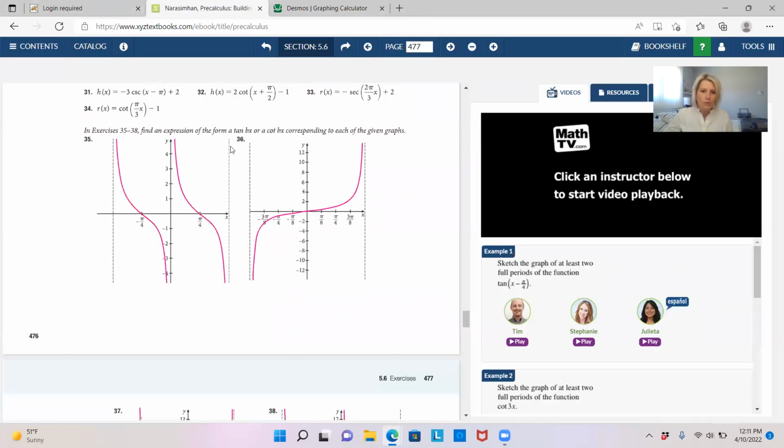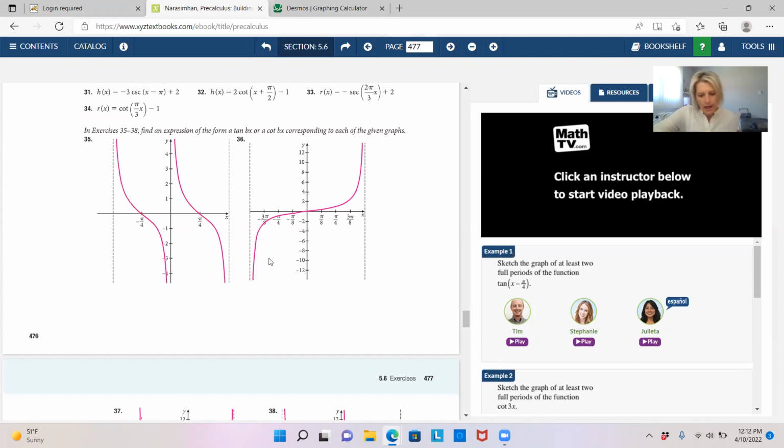Now, this one here, it is 0 at 0, and then it looks like it's undefined at what would be pi over 2, because it'd be 4 pi over 8, and at a negative 4 pi over 8, which would be pi over 2.